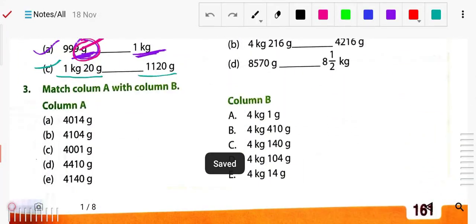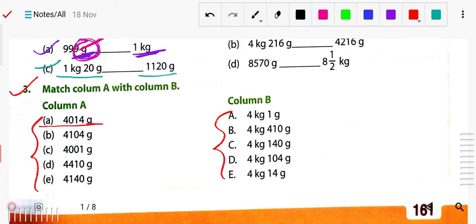Next question, number C. Match column A with B. In this column all the numbers are given in gram, and in this column it is given combined as kg and gram. So first of all, this is given in gram, so you have to convert number A into kilogram as well as gram. So for this, what step do you have to follow?